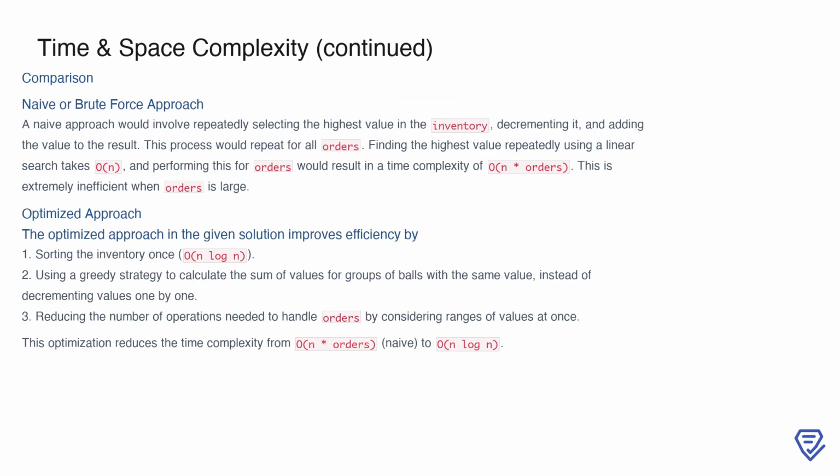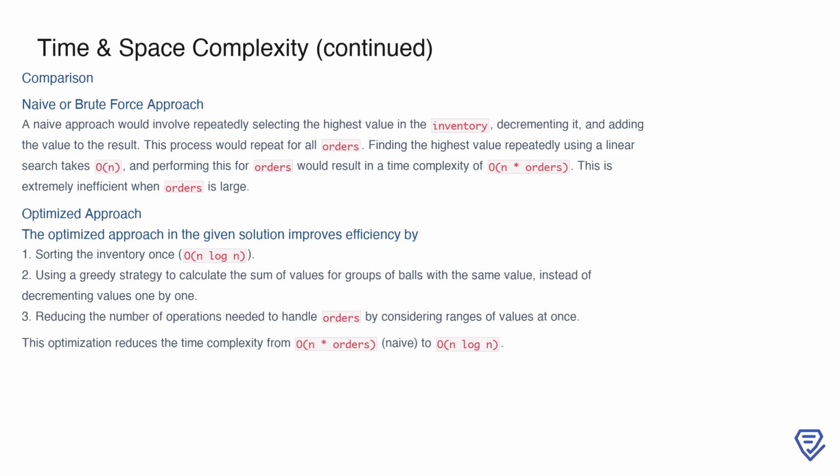Let's compare the optimized approach with a naive or brute force method. A naive approach would involve repeatedly selecting the highest value in the inventory, decrementing it, and adding the value to the result until all orders are fulfilled. This would require finding the highest value repeatedly, which takes O(n) for each search. Performing this for all orders would result in a time complexity of O(n * orders). This becomes extremely inefficient, especially when orders is large.